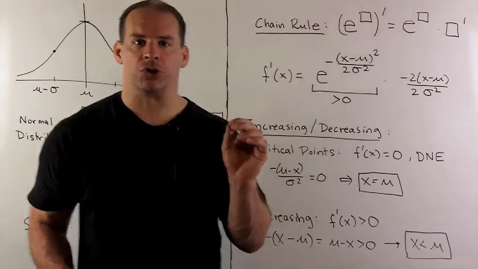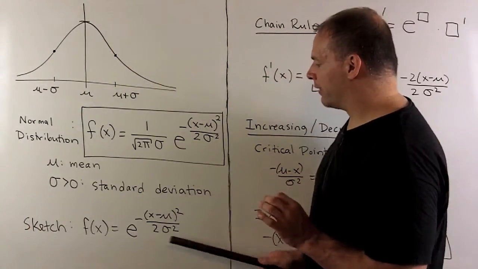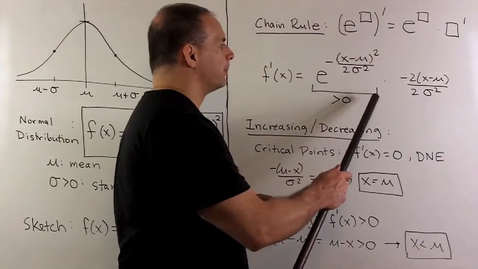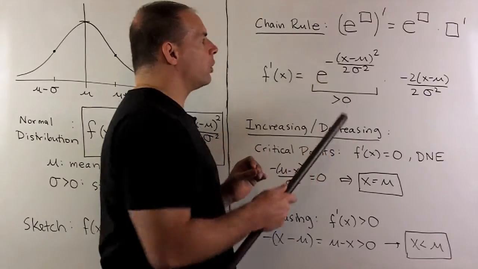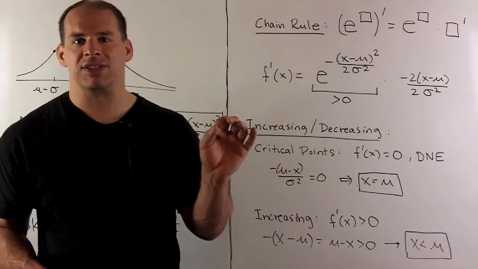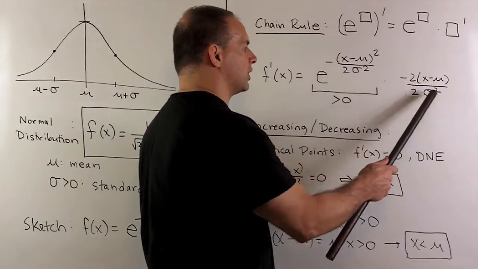So for our first derivative, we're just going to take our function and multiply by the derivative of the exponent. So we rewrite our function, and for the derivative of the exponent, we use the chain rule. I drop the 2, the exponent goes to 1, the derivative of the inside is equal to 1, so I get minus 2 times x minus mu over 2 sigma squared.